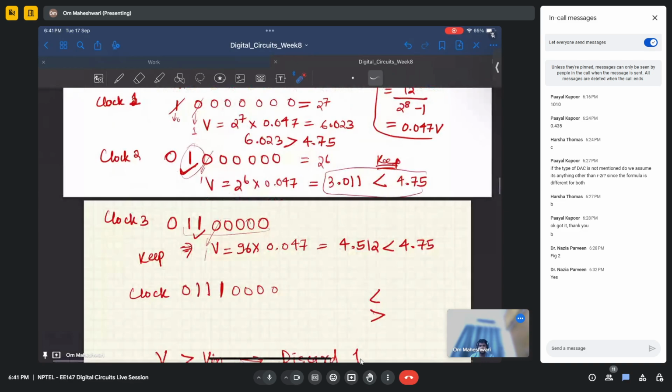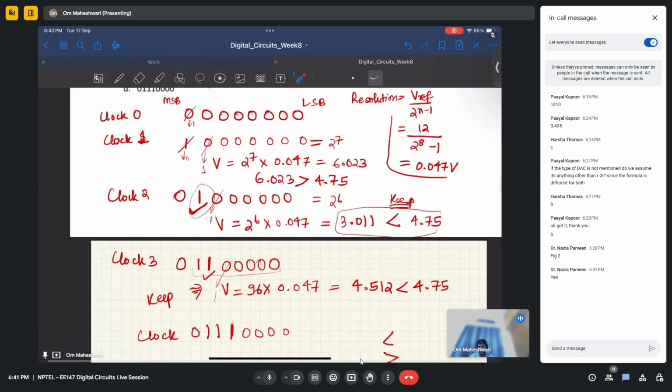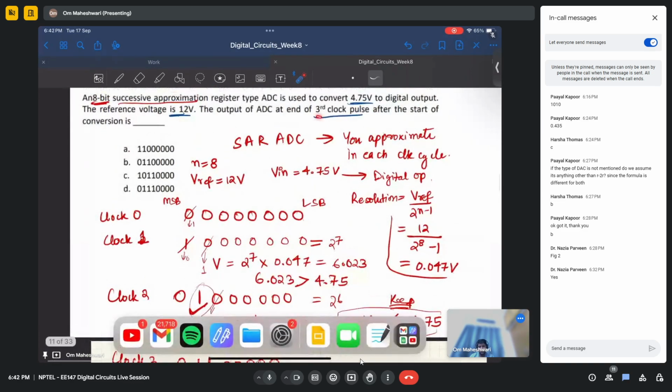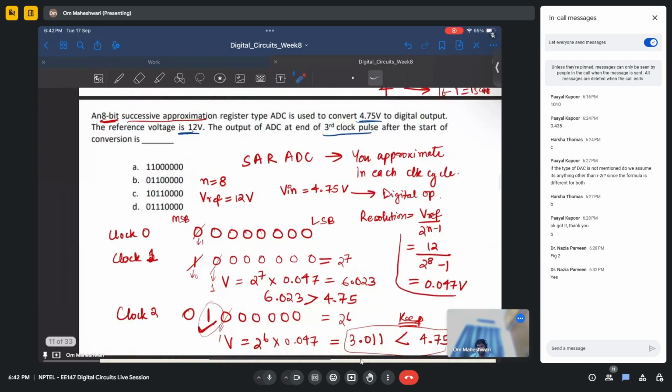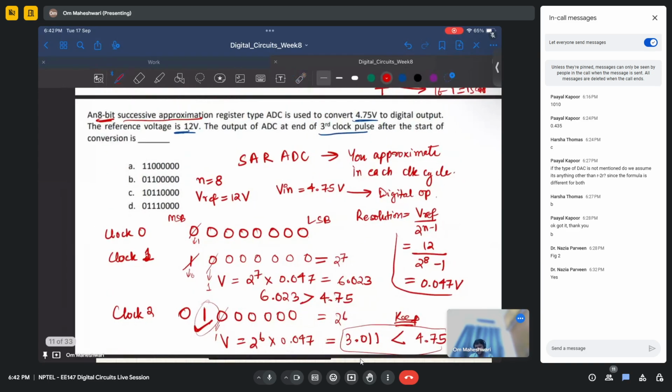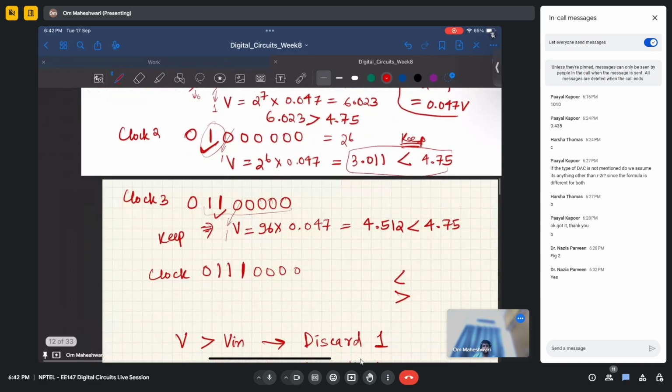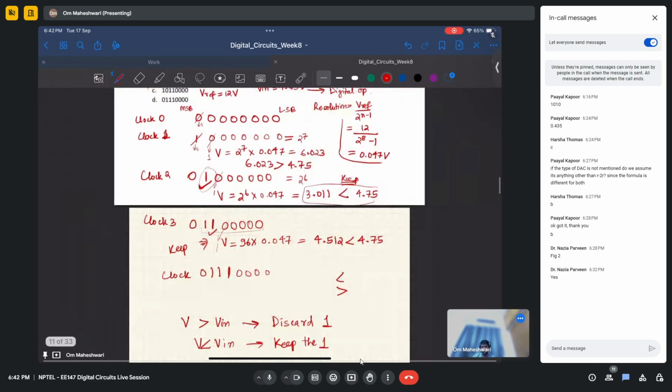Okay, so the question says, what is the output after the third clock pulse? After the third clock pulse, your output is 0 1 1 0 0 0 0 0, which is option B. Is this operation clear to everyone?